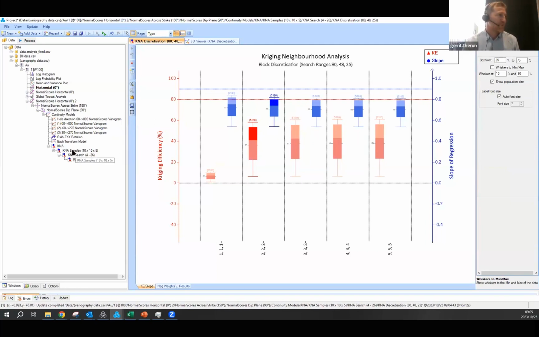So we would go with 10 by 10 meter blocks, 4 to 26 samples, and then the 2 by 2 by 2 discretization points.